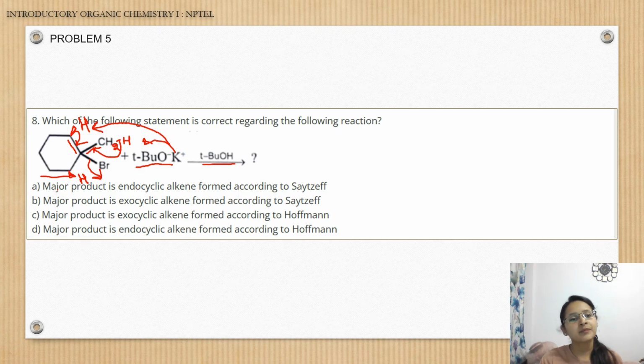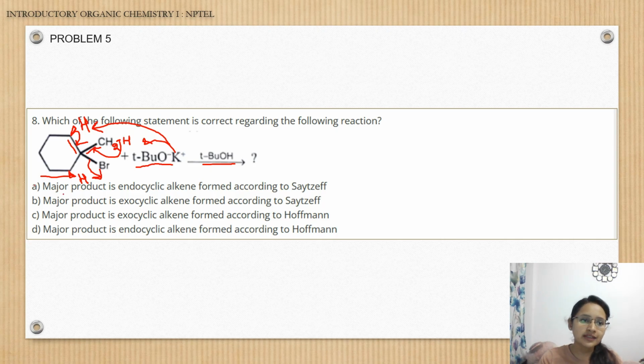the question is asking is, option number one: the major product is the endocyclic alkene formed according to Saytzeff rule. So I've told you about the Saytzeff rule, right, in previous classes. What is Saytzeff rule? It suggests that the alkene formation will take place from that side where the substitution is high, where there is a fewer number of hydrogen atoms present. So the more substituted alkene is favored in the case of Saytzeff rule.